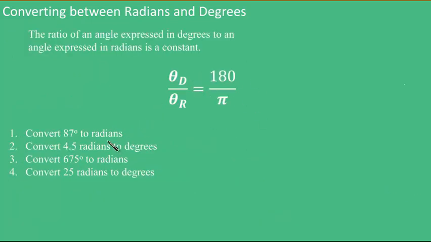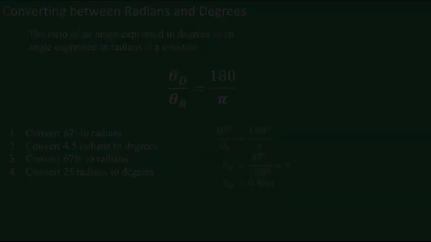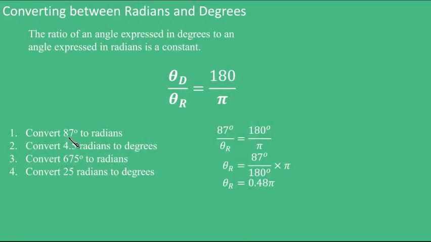Let's carry out some conversions now. First we are asked to convert 87 degrees to radians, and so we can simply use this relationship here. 87 degrees over the angle in radians is equal to 180 over pi. We make this the subject of the expression, and we find that the angle in radians is 0.48 pi radians.